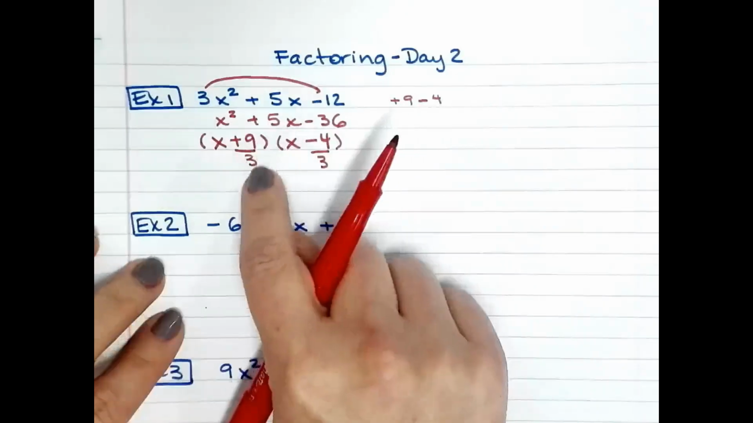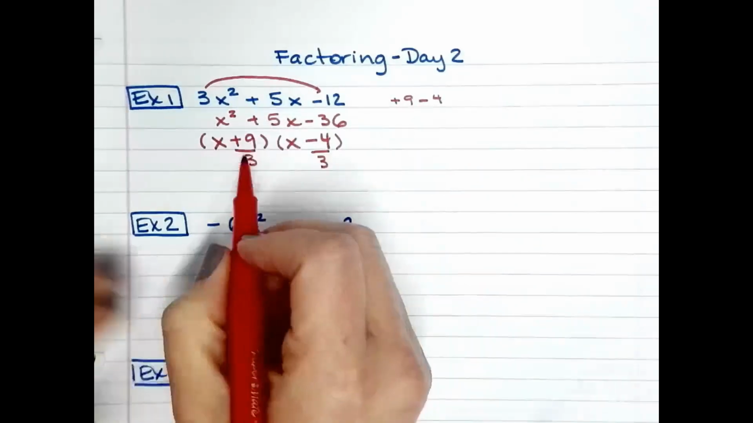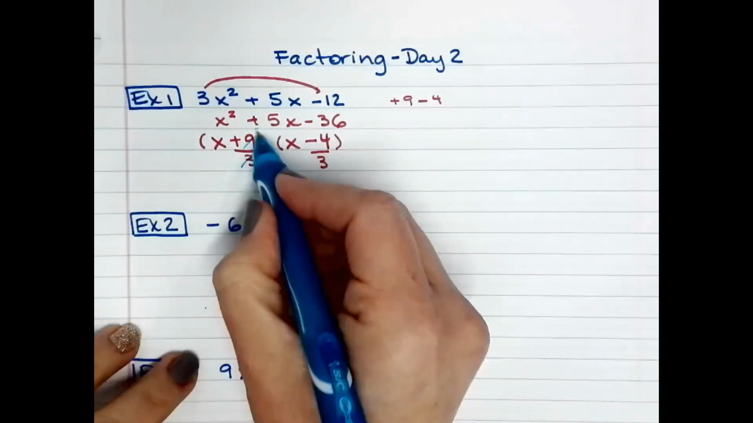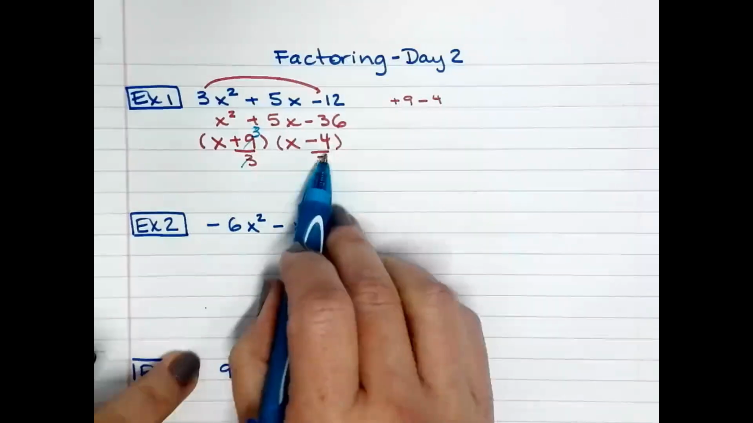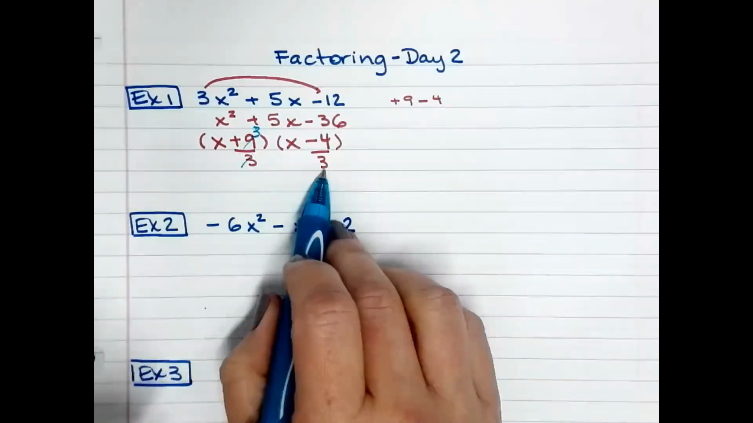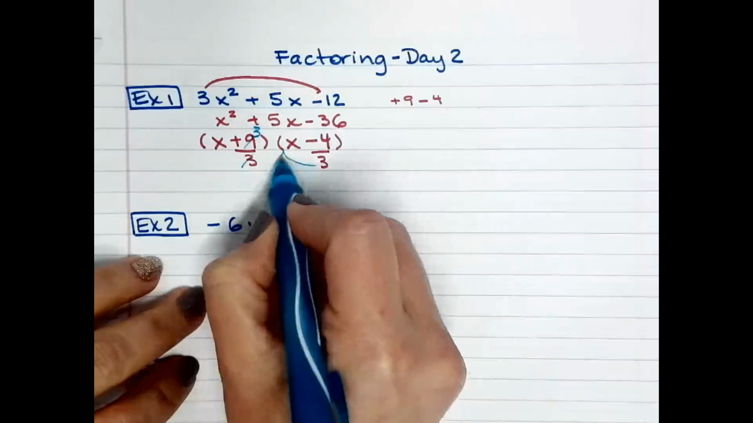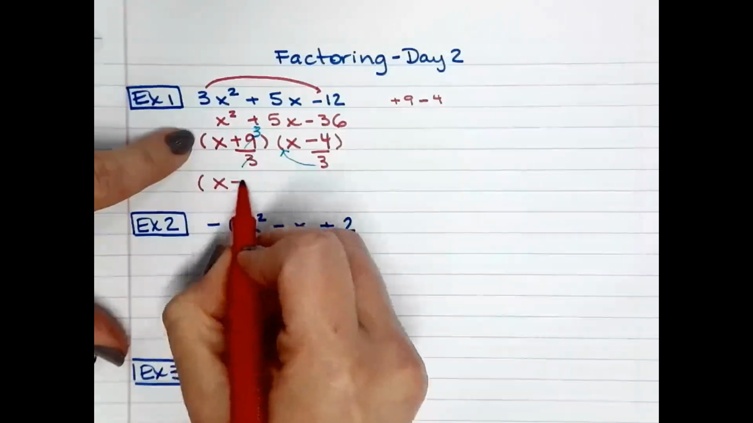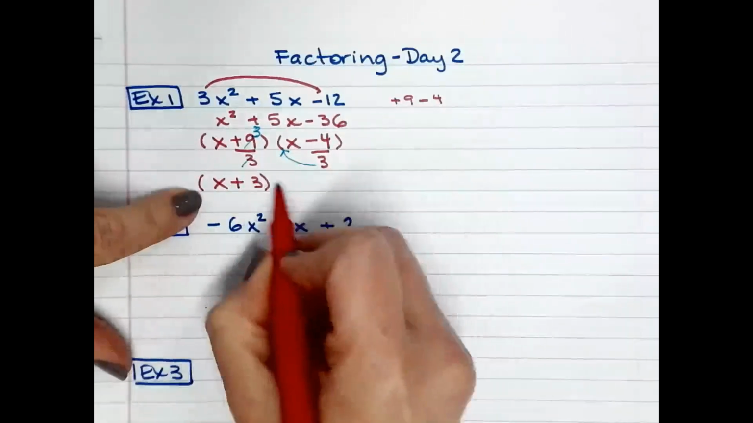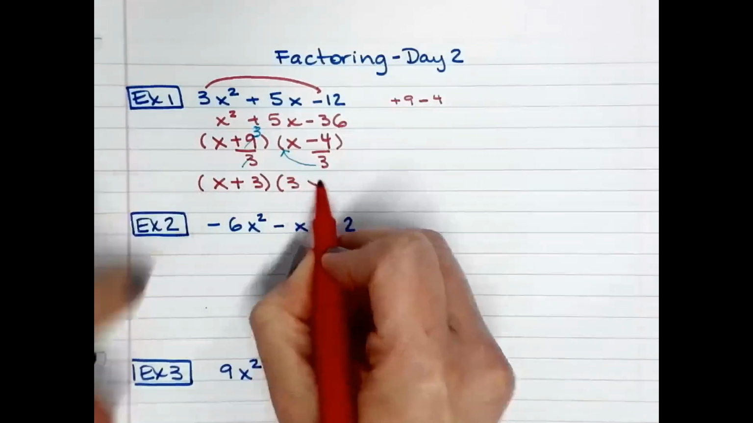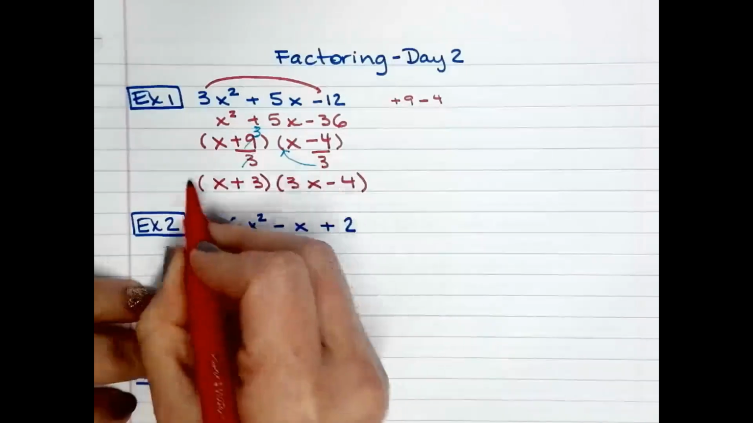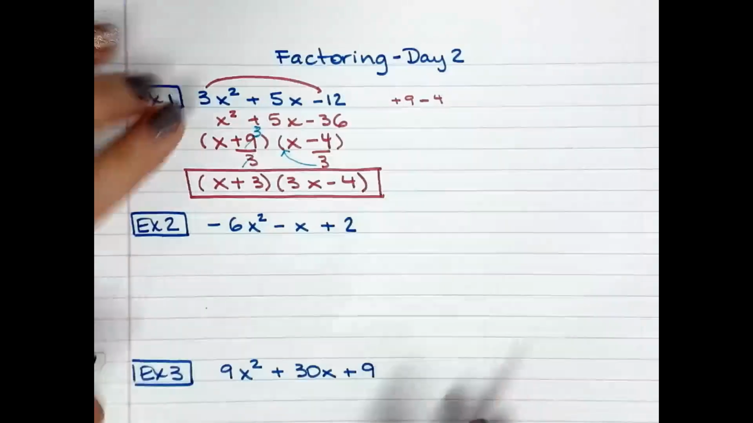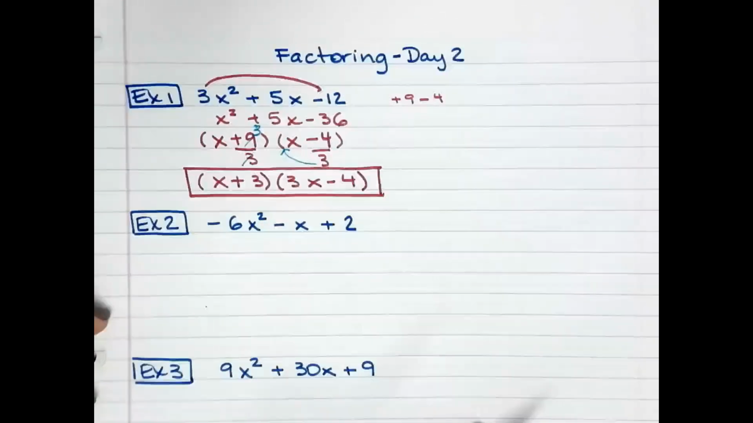Now, 9 divided by 3, easy. I can just simplify the fraction here, and that will give me 3. Now, 4 divided by 3, there's nothing I can do to simplify that fraction. So the next step, I will bring that up. So final answer, I have x plus 3, and then bring the 3 up, I have 3x minus 4. Now, I cannot keep factoring. Everything is fully factored, so that means I'm done.